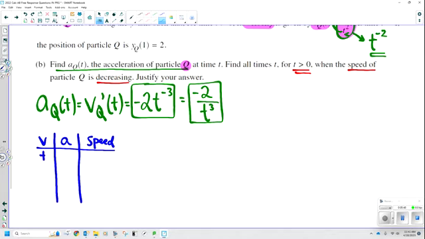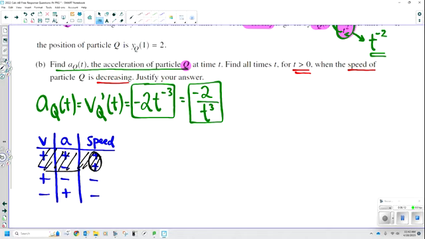If the signs are the same for both of these, whether they're both positive or both negative, the speed will be increasing. If the signs are different, and it doesn't matter which one's the negative and which one's the positive, my speed would be decreasing. Now, this problem is asking me to find when the speed is decreasing. So I don't care when they're positive. Okay, so I don't care about these right here.